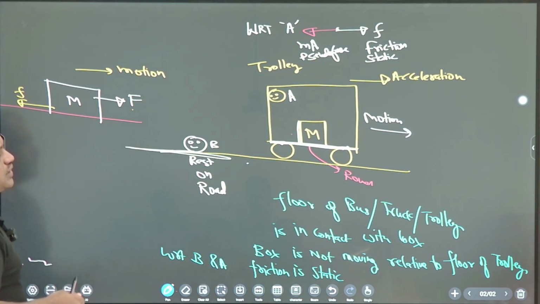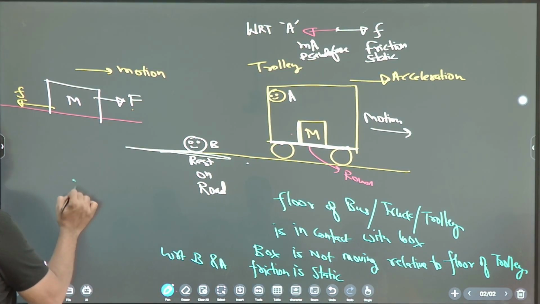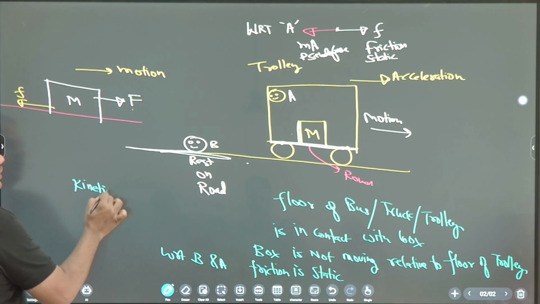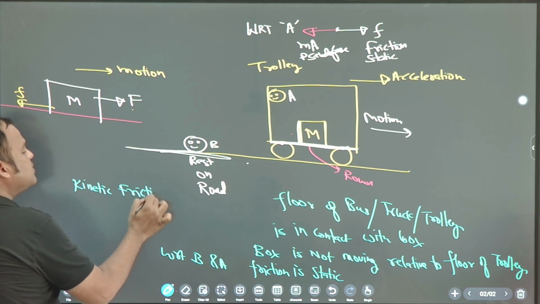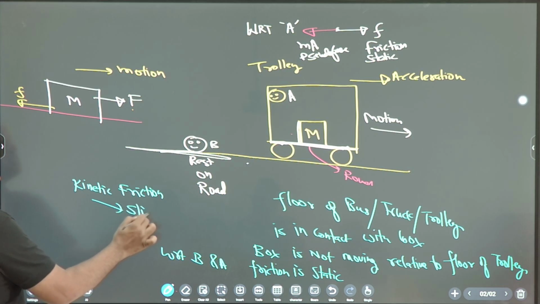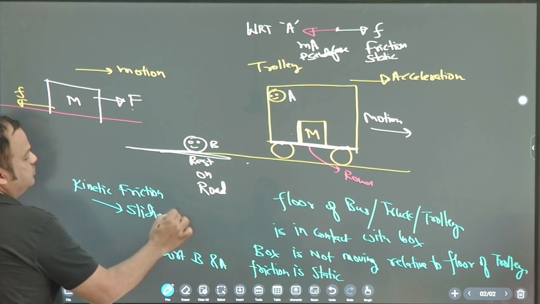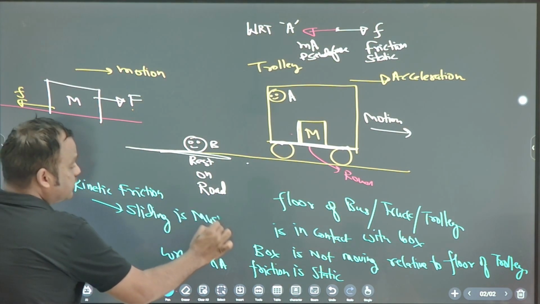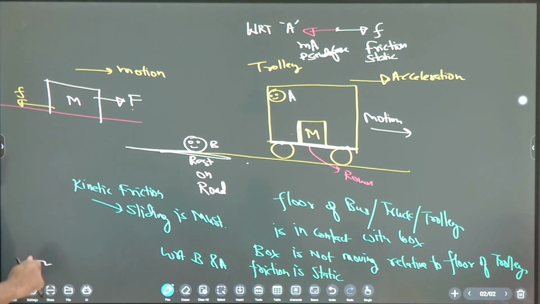Remember, kinetic friction means sliding is compulsory. For kinetic friction, what is compulsory? Sliding is compulsory. Sliding is a must. If there is no sliding, what is the friction? Static.